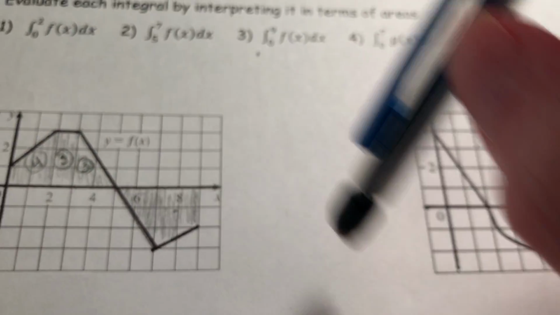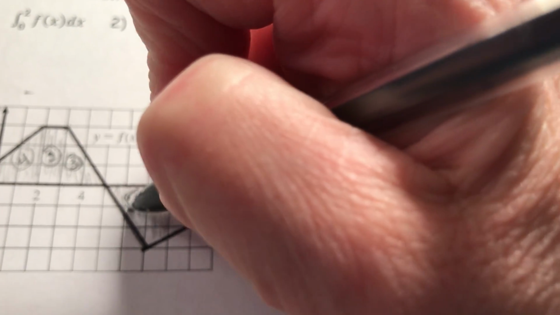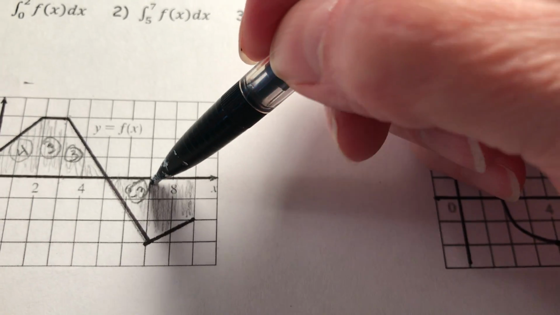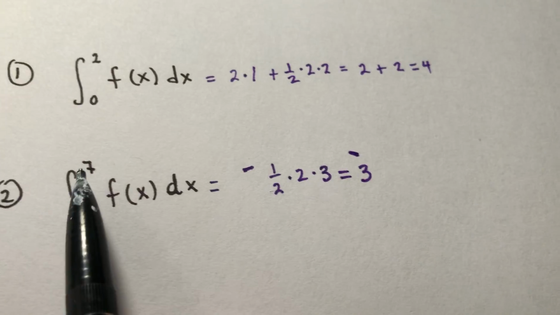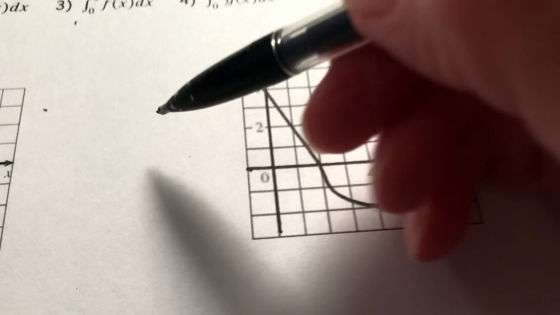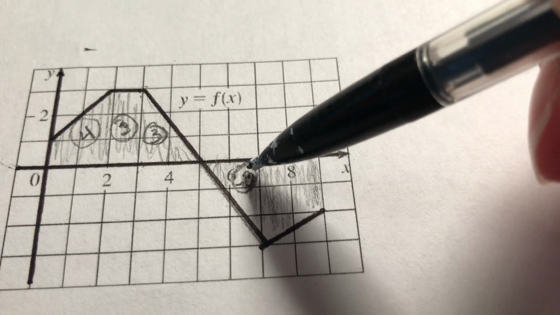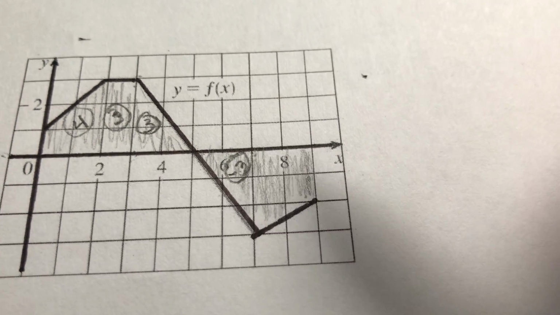Yep. And then we know that this negative, I'm sorry, not negative 6, is 6. This negative value was negative 3 in here. We got that just with this last one right here. The integral from 5 to 7 is negative 3. So this is negative 3 from 5 to 7.